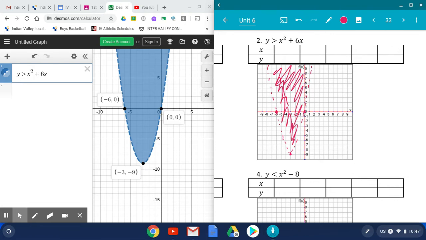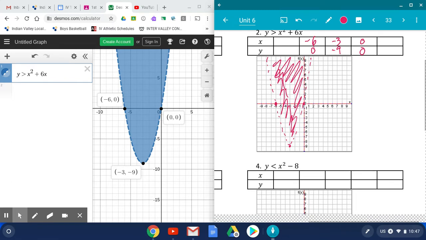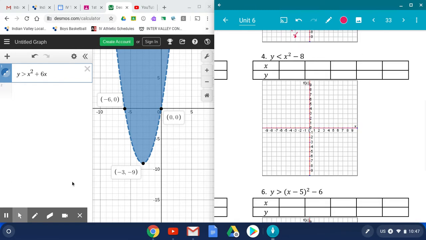If I want to put some points in here, I could go -6, 0, -3, -9, and 0, 0. I'll just stick with those 3 points. That's all I really need at this point. Easy peasy lemon squeezy.